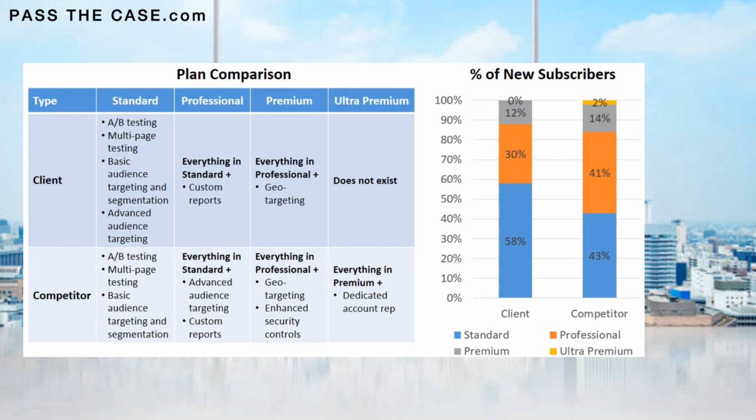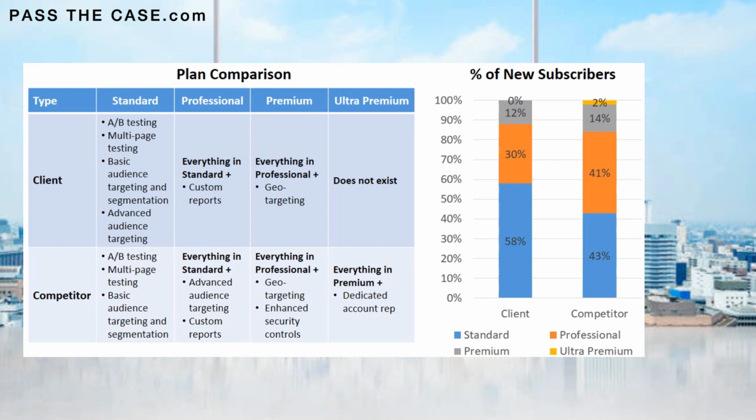So in looking at all this, it seems like we are giving too much value away in our standard package, which is likely our lowest priced offering. And this could also explain why we would have a much higher mix of customers in our lowest priced offering versus the competition. So to increase our mix to higher-end offerings, we should look into reducing the features in our standard package and look to add more valuable features into our professional and premium packages to make them more compelling.